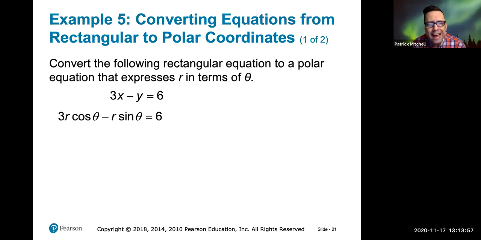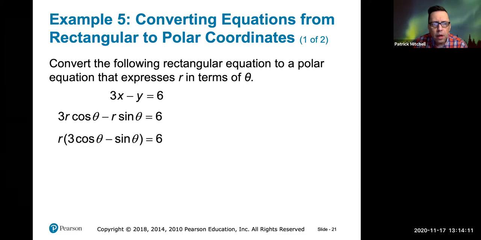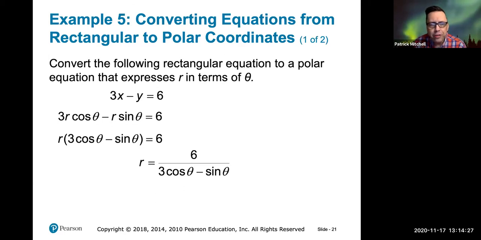So if we replace x with r cosine theta and y with r sine theta, we get 3r cosine theta minus r sine theta equals 6. Remember, we want to solve this equation for r. So the next step will be to factor out r. That gives us r times 3 cosine theta minus sine theta equals 6. And now if you divide both sides by 3 cosine theta minus sine theta, you get the equation that you want. So this expresses r as a function of theta.